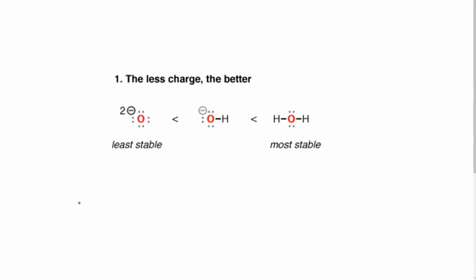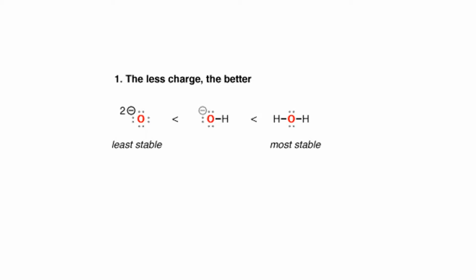The first factor is: the lesser the charge, the better the stability. Here we have taken the comparison of oxygen. In this case, the oxygen has a -2 charge. Here, the oxygen has a -1 charge. Here, the oxygen doesn't have any charge. So, remember that when you are comparing the same kind of atoms, the atom carrying the lesser charge will be the most stable one.